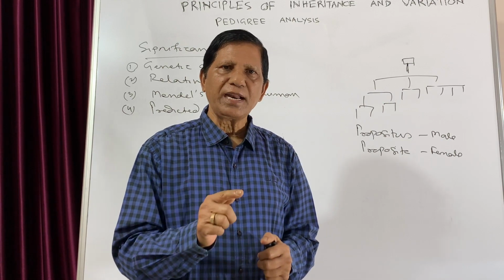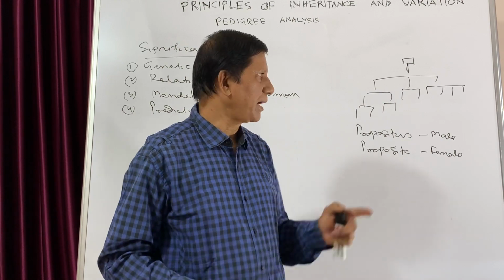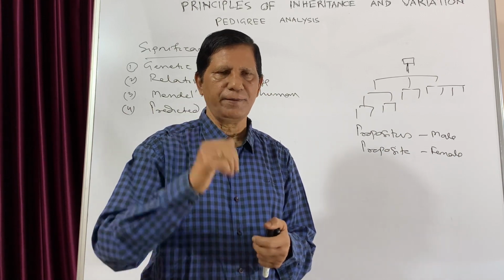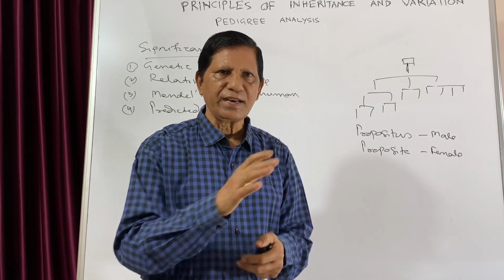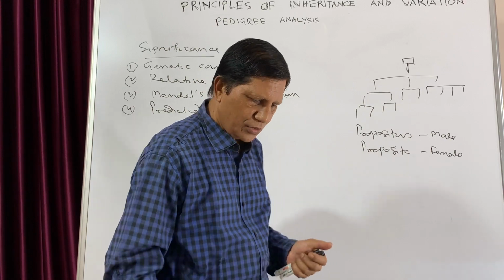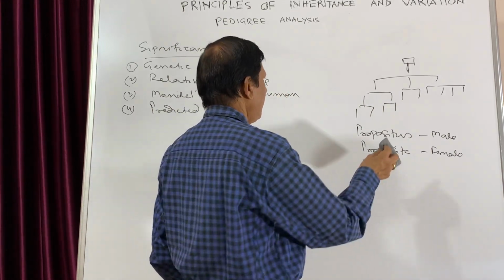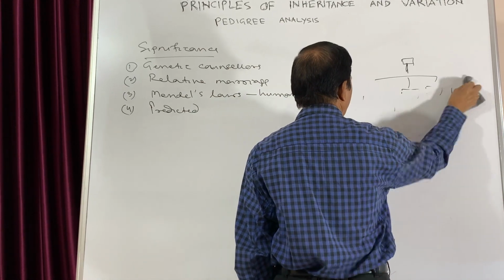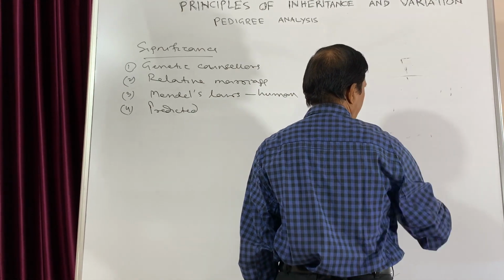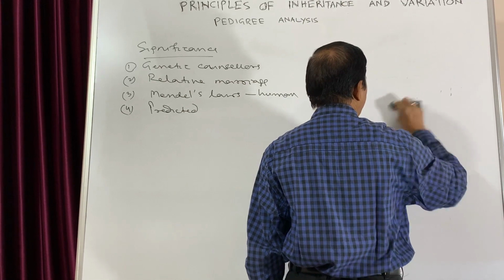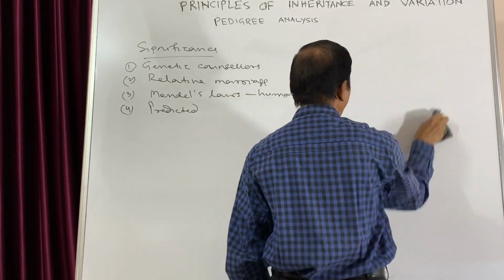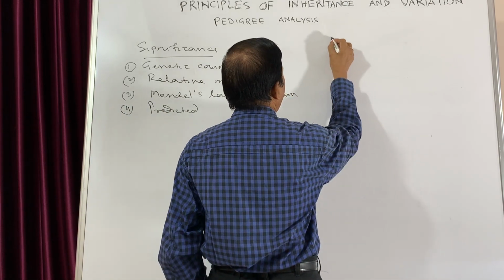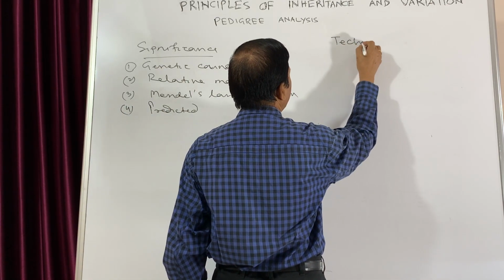So when pedigree analysis is drawn, the graphic representation is drawn, first the family history will be taken, then graphically it will be represented. When it is represented graphically, what are the different symbols which are usually used, that we have to discuss first. That means what are the techniques.